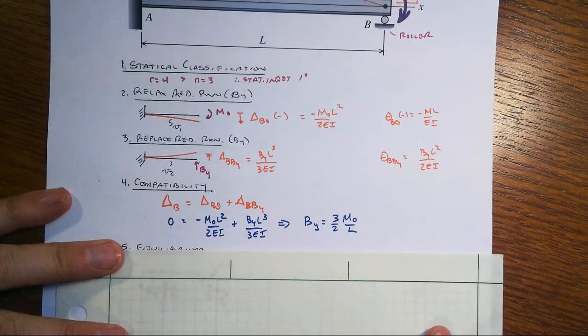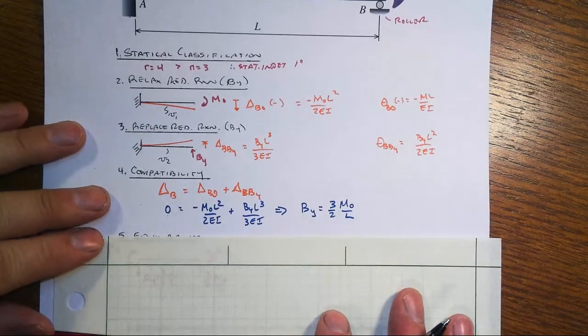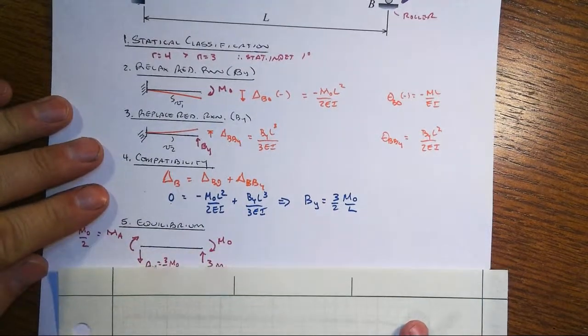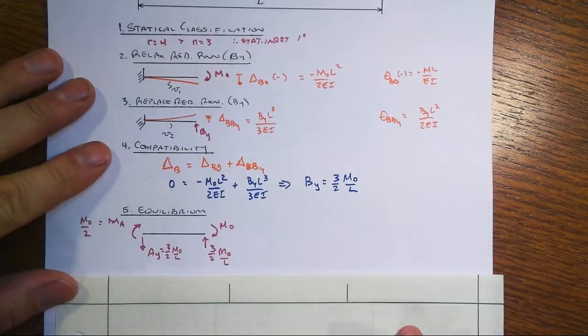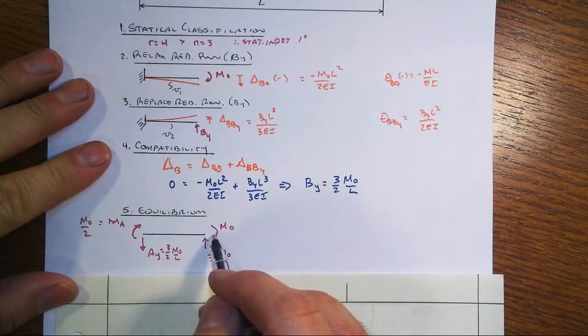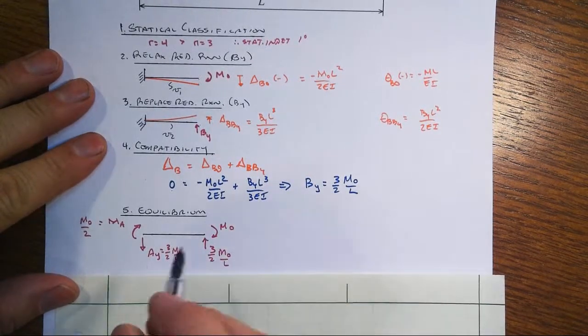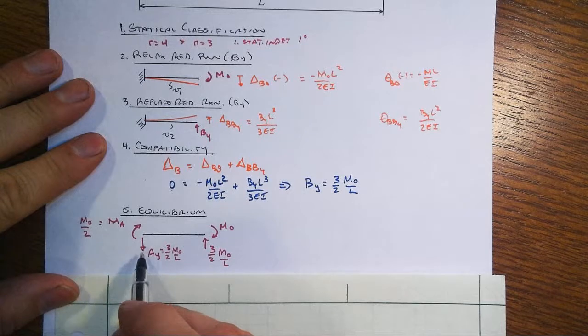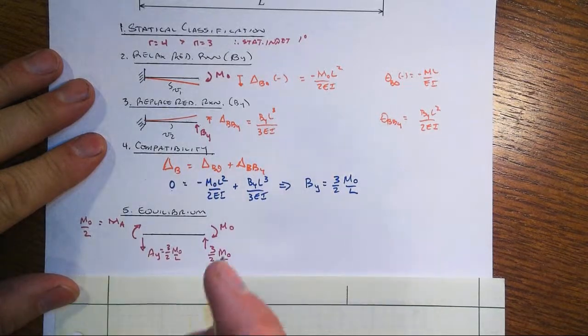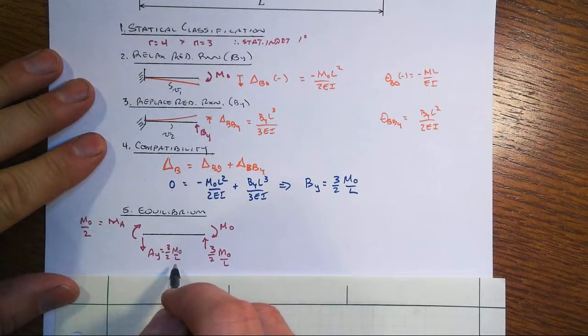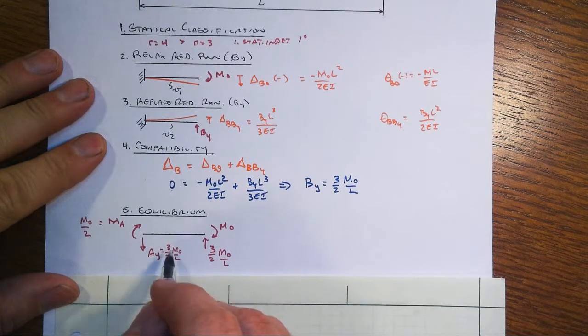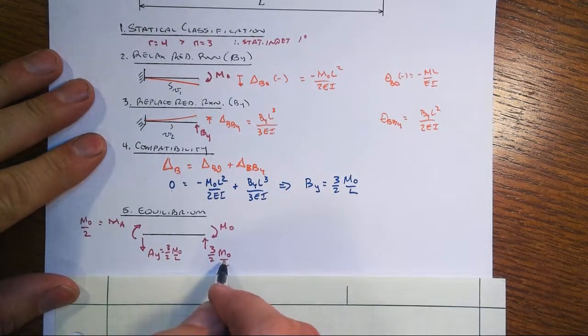Okay, and so now we can go find the other reactions just through basic equilibrium. We draw the member. We've got the M naught. We found BY already. That leaves us with only the AY over here and MA. Of course, AX is trivial. It's 0 here, and I haven't even bothered to show the axial reaction here. By sum of forces in the Y, AY has to be equal and opposite to what BY is.